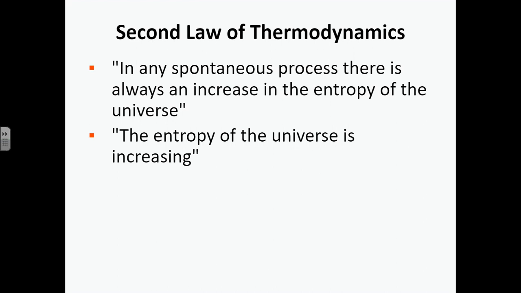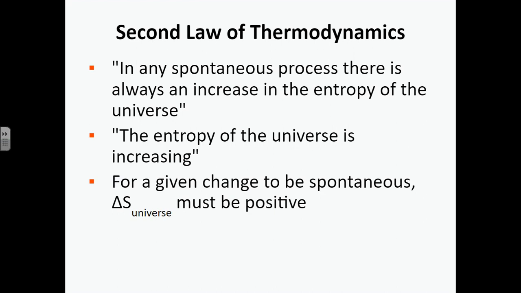Now, the entropy of the universe is increasing. And for a given change to be spontaneous, the delta S value, which is the value for entropy of the universe, must be positive. Now, there's an equation that ties the entropy of the universe together. That equation is represented below. Here you see that the entropy of the system, which is SYS for short, plus the entropy of the surroundings yields the value of the entropy of the universe.